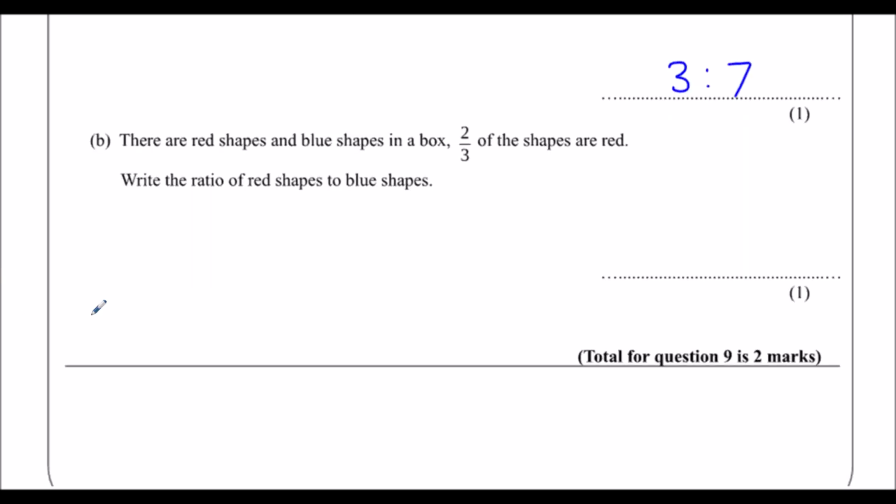Part B. There are red shapes and blue shapes in a box. 2/3 of the shapes are red. Write the ratio of red shapes to blue shapes. So if 2/3 are red, 1/3 must be blue. So it's 2/3 to 1/3, or simplified, 2 to 1.